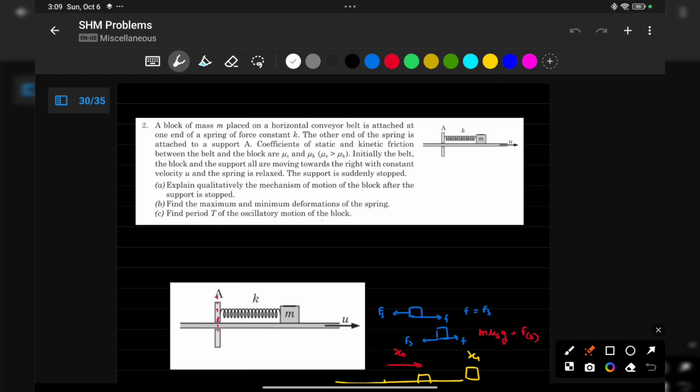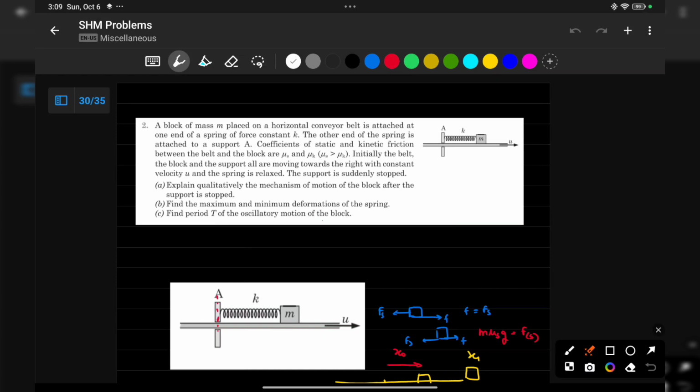Now what happens? Initially the support is suddenly stopped. So this is the main question part here. The support is suddenly stopped by some external mechanism. And you have to explain qualitatively the mechanism of motion of the block after the support is stopped. As the first question, find the maximum and minimum deformation of the spring, and then find the period T of the oscillatory motion of the block. Let me start the question.